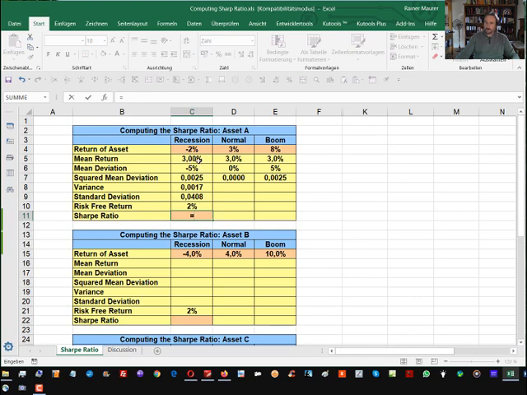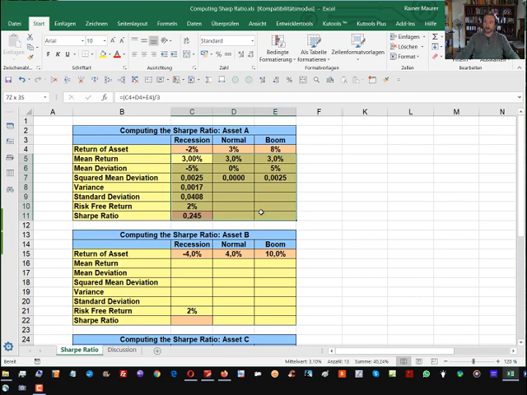And the Sharpe ratio is now the mean return minus the risk-free return. This is the risk premium which this investment project A provides, and then we divide this risk premium by the standard deviation to find the Sharpe ratio. So the Sharpe ratio of asset A is 0.245.